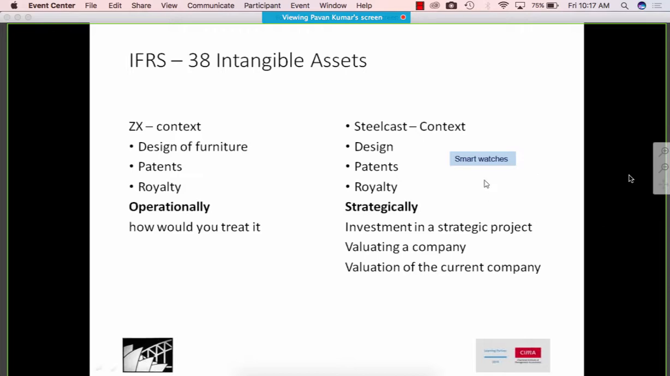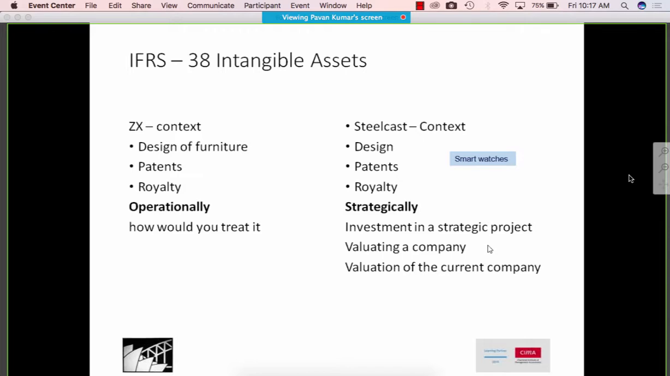So when they do that, and if they follow their same philosophy of maintaining their own design and patents and royalty, how is it going to be treated? Now, when we have these things in the balance sheet or in the statement of financial position, obviously the value of a company is going to go up because you will have intangible assets, which is your goodwill, patents, and other intellectual property rights.